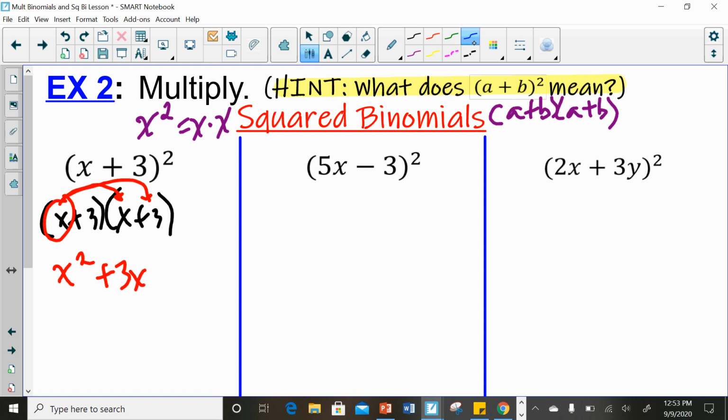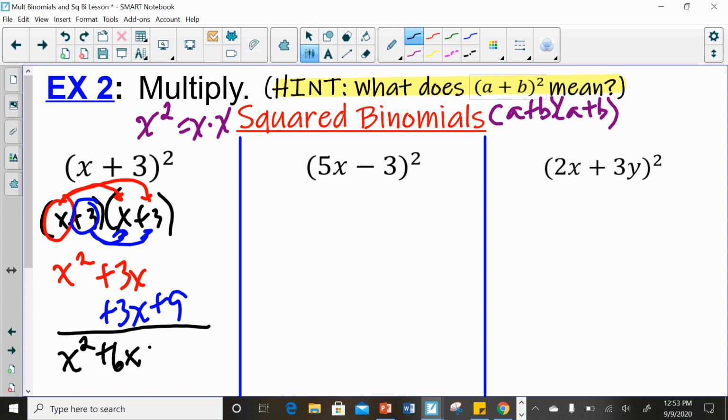Then I'm going to take the 3, and I'm going to multiply it here. So 3 times x is 3x. Its like term is right here. And then 3 times 3 is 9, so positive 9. Watch what happens when we add everything together. We get an x squared plus a 6x, which was missing from a lot of yours, plus the 9.